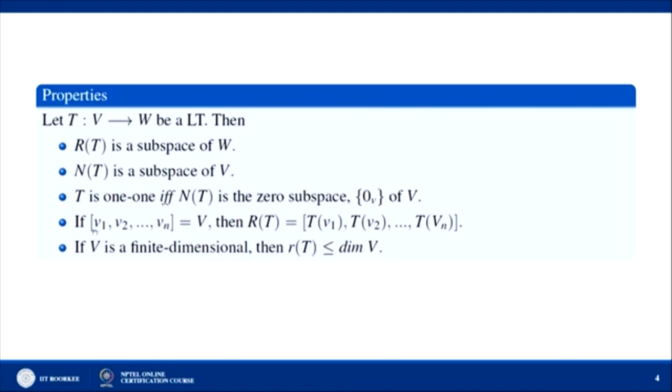The largest linearly independent set is itself. If the whole set is linearly independent, then this will be the basis of V. But the images T of V_i may not be linearly independent. It is possible that some of the T of V_i are linearly dependent. So the dimension of this will be less than or equal to the dimension of V.